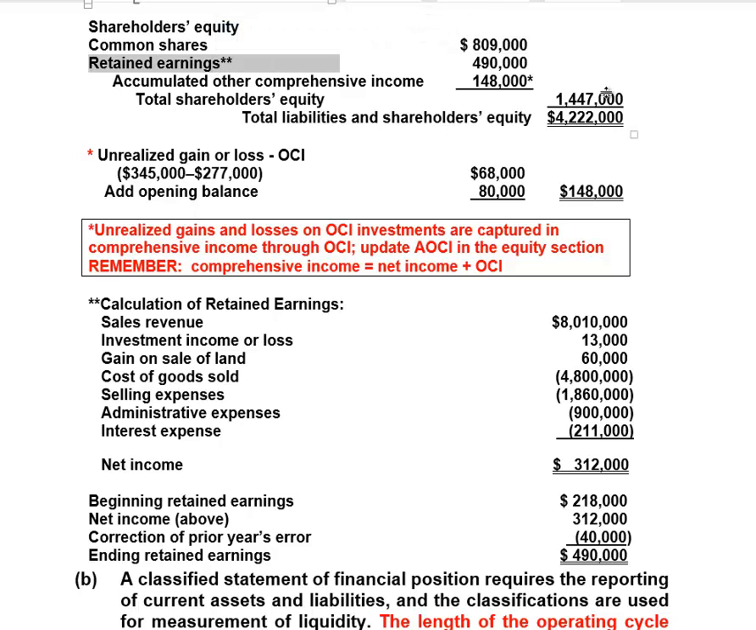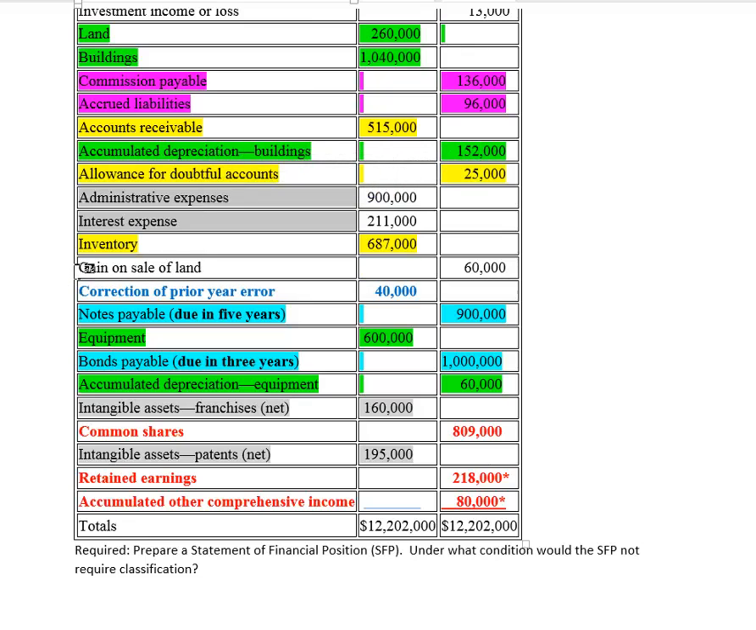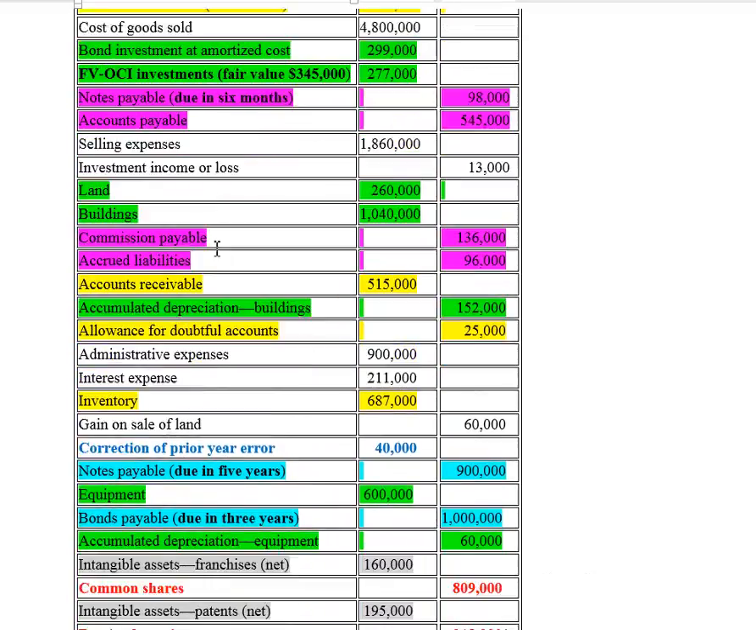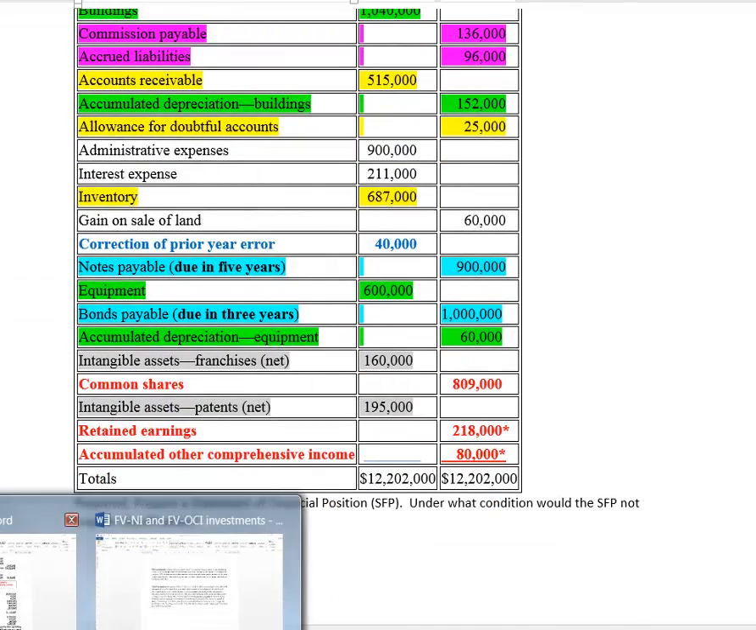Now you'll notice we have to calculate retained earnings, so I've got a double star next to that. Why is that? Well, because you can see in the trial balance that we have a lot of income statement accounts that are still open, meaning that we haven't closed them out yet. We've got a gain on the sale of land, admin expenses, interest expense. If you scroll up here, you've got cost of sales, sales revenue. So we can see that we still have some work to do in terms of calculating net income.